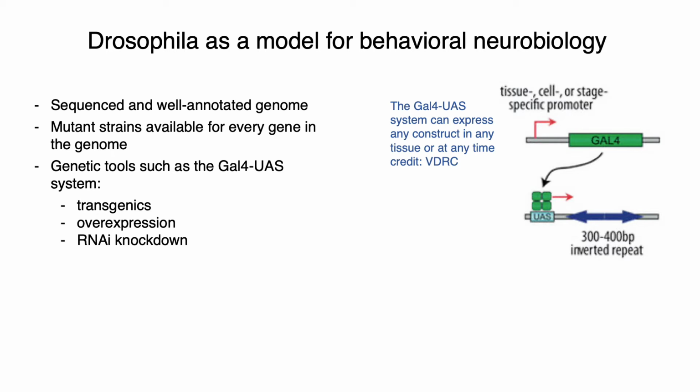So if you mate a GAL4 driver line to a UAS responder line, you end up with a gene being expressed, whatever gene you want, in a tissue-specific manner or a stage-specific manner. And that allows you to overexpress any gene in the genome, knock down any gene in the genome. It's a really versatile tool.